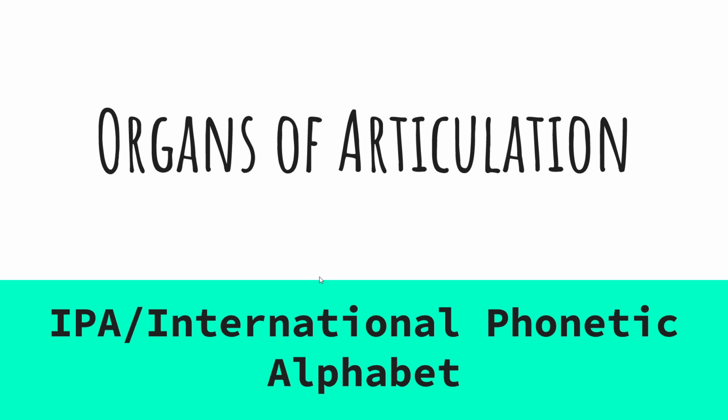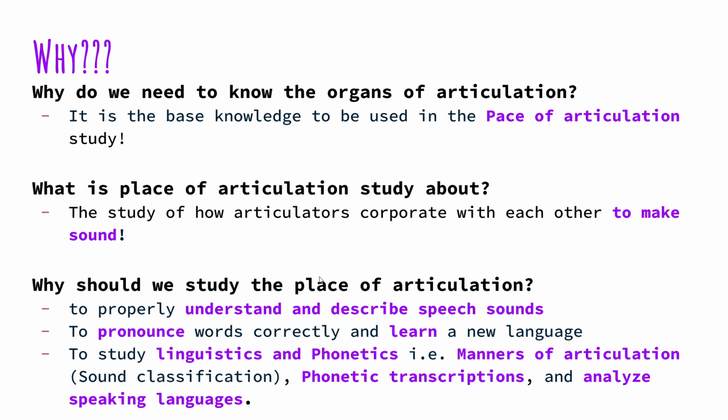I want to talk about organs of articulation for the IPA, the International Phonetic Alphabet. Before we get started, I think it's meaningful to ask ourselves three questions. The first question: why do we need to know the organs of articulation? Well, the reason is that it is the basic structure in the linguistic system that we can use to study the place of articulation.